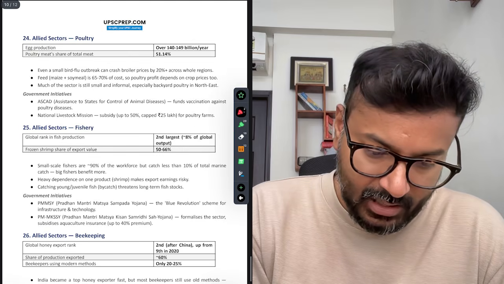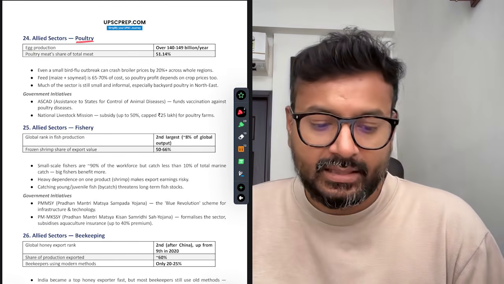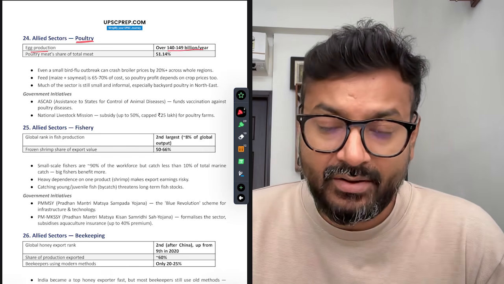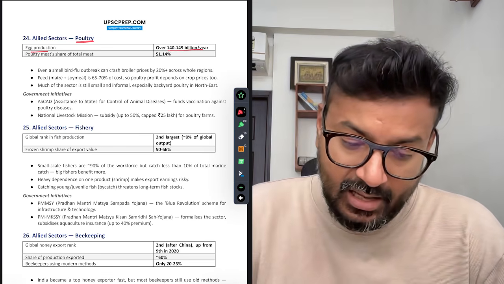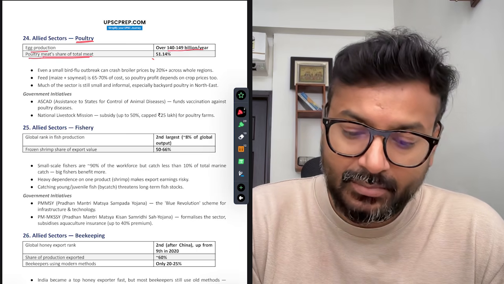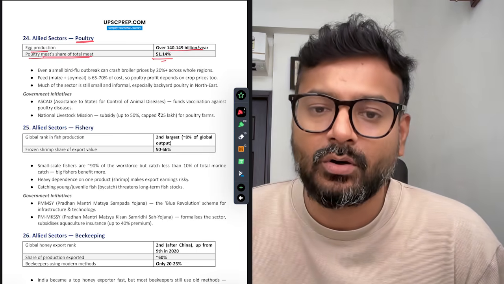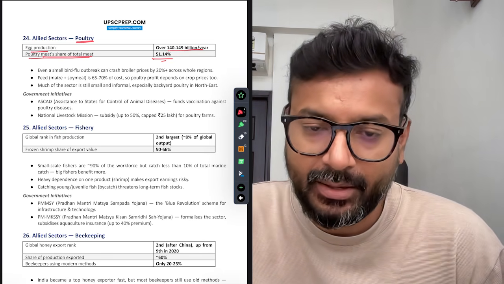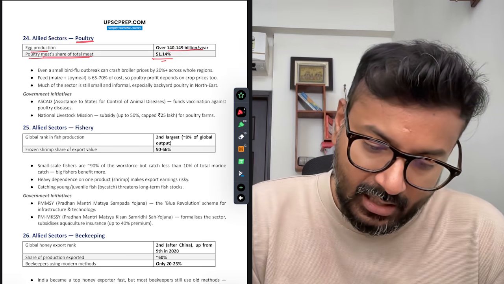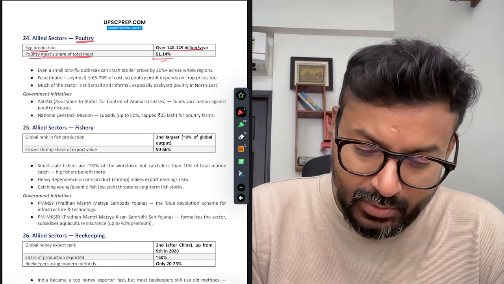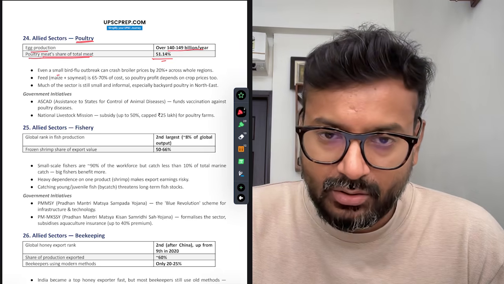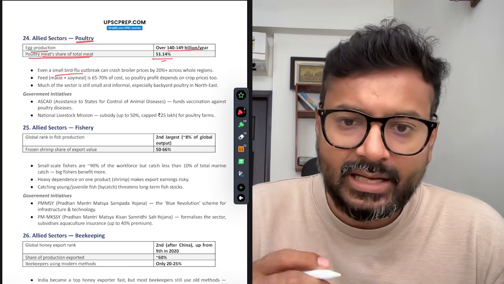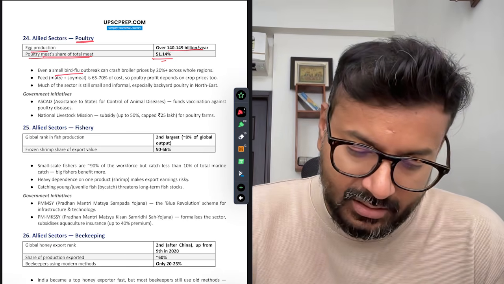If we talk about another allied sector, poultry, then in poultry egg production, we produce around 150 billion eggs every year. And the poultry meat share of total meat is more than half. Of all the total meat that is consumed in India, more than half of it is poultry meat, or chicken meat. Now the issue is that even if there is a small bird flu outbreak, and bird flu hits India from time to time, the prices of poultry can really reduce. So that can hurt the poultry farmers.